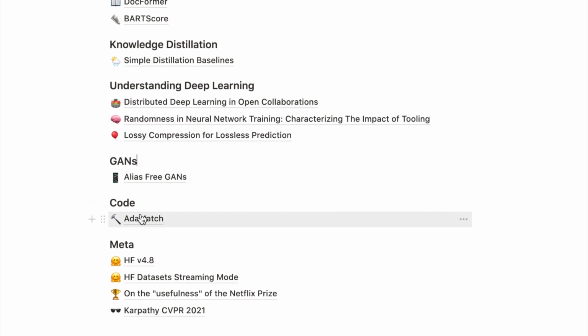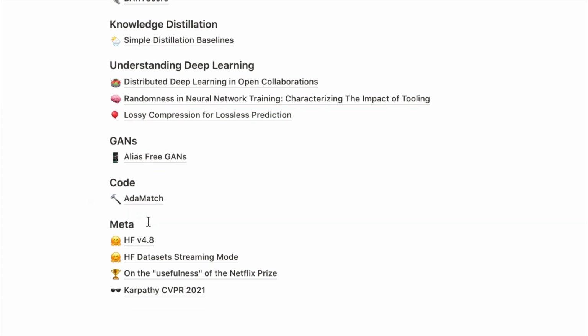Then AdaMatch has been added to Keras code examples. So we'll walk through this implementation from Sayak Paul.